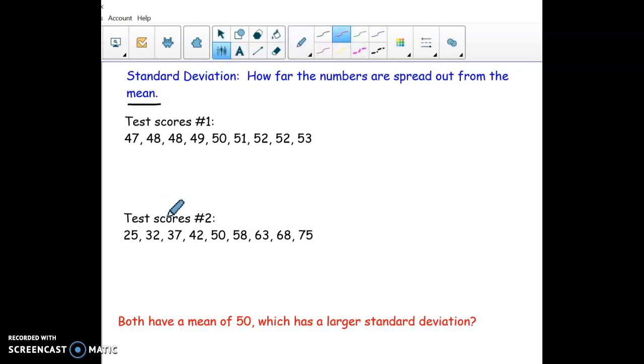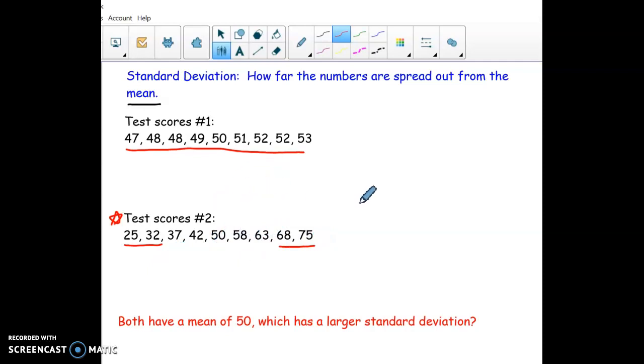Okay, and so the answer is this set of test scores is going to have a higher standard deviation. Right? They're farther spread out from 50. Both have a mean of 50, but here all the students scored pretty close to 50. Here I had some kids not do so great and some that really, really rocked it.